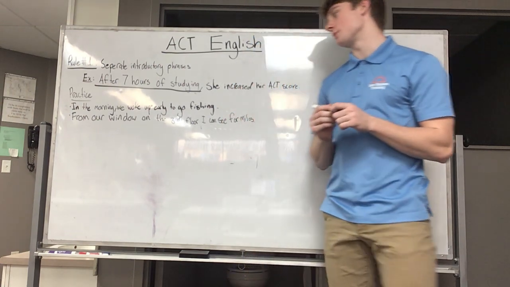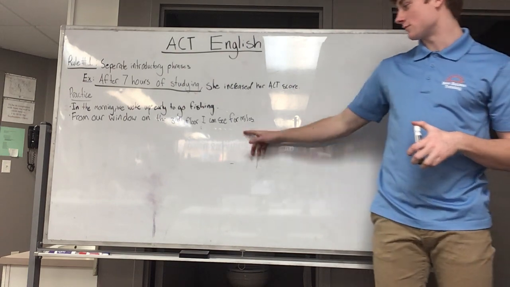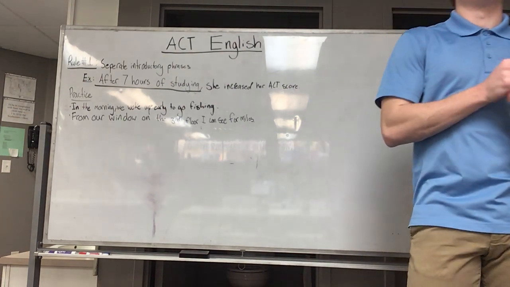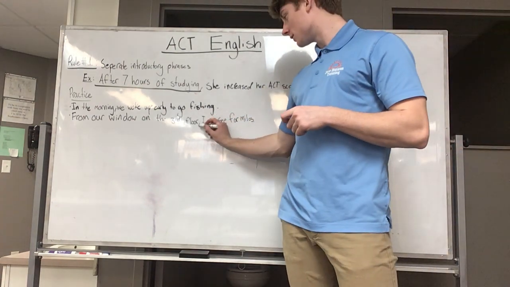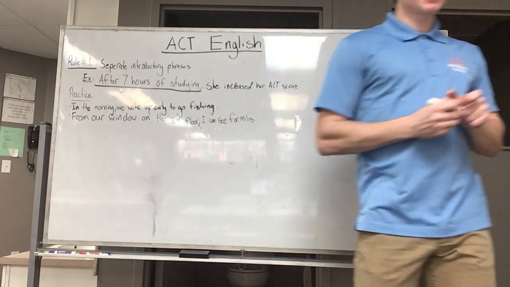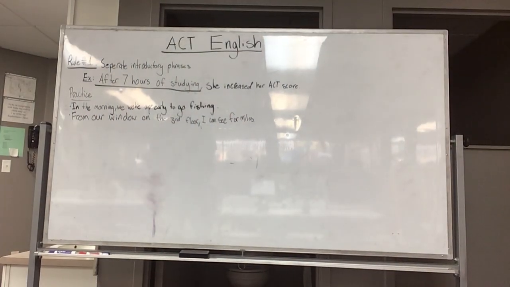Where are you going to put the comma there? From our window on the 3rd floor, I can see it says 4 miles. After 4. Perfect. If I just turn this around, could you guys see it fine? I don't know. It's so hard to write them all out. You guys read better now.